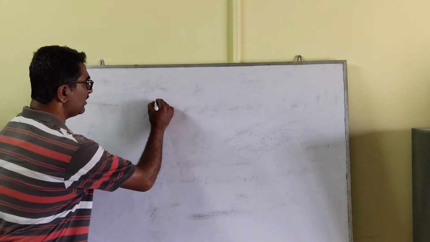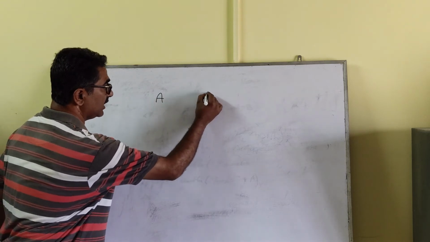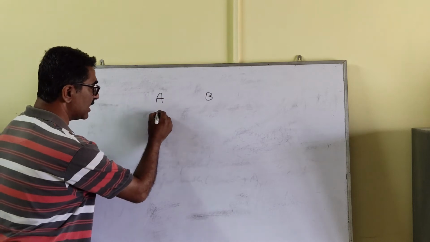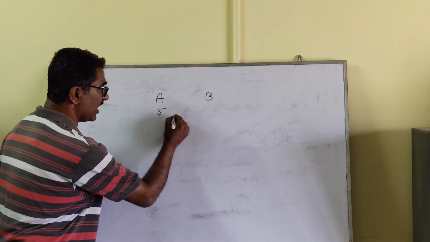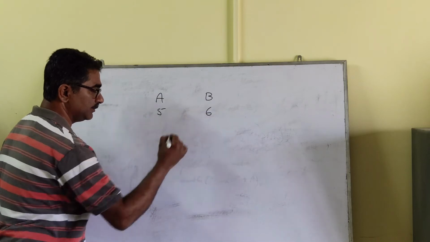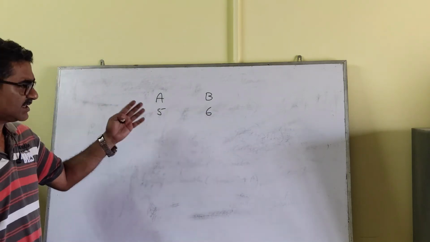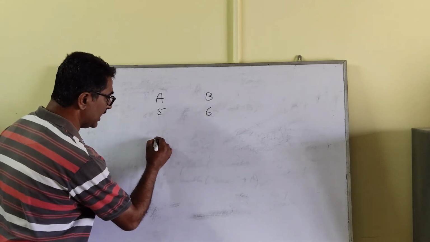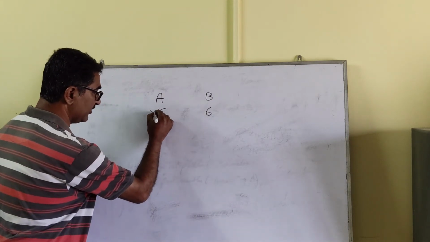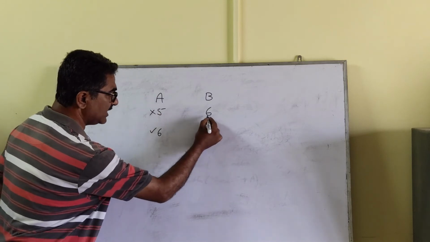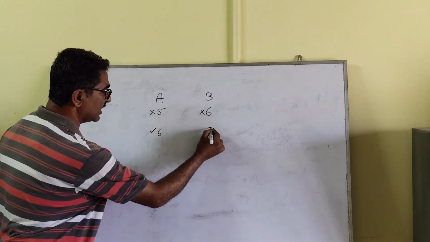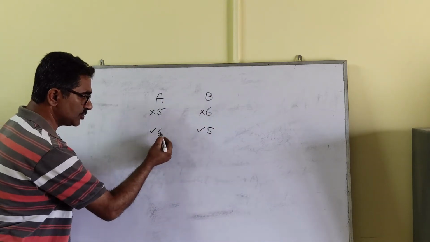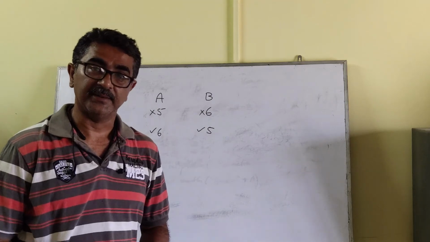Suppose I have a variable a and I have a variable b, and I want to interchange the content of these two variables. Say for example, the value inside a is 5 and the value inside b is 6. When you interchange the values between these two variables, what actually happens is the value of a becomes 6 instead of 5, and instead of 6, b becomes 5. That means the value of a goes to b and the value of b goes to a.